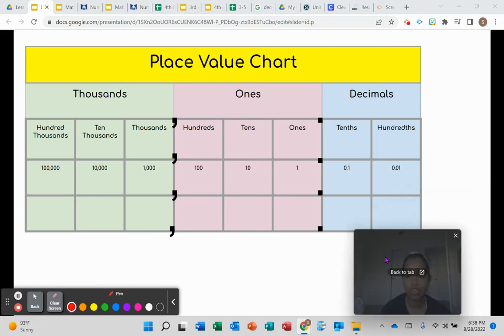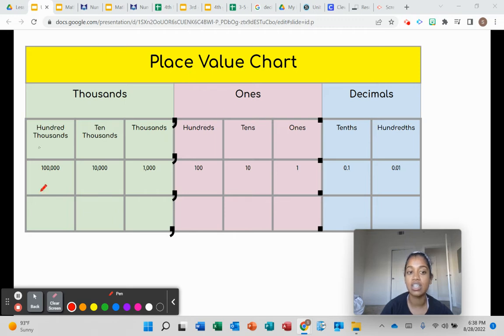When we look at our place value chart, we've seen our ones places, and then our thousands, right? We have our ones, tens, hundreds, and then in our thousands, we have thousands, 10,000s, 100,000s. We know that I can take 10 ones, 1, 2, 3, 4, 5, 6, 7, 8, 9, 10. I can take these 10 pieces and get a 10.